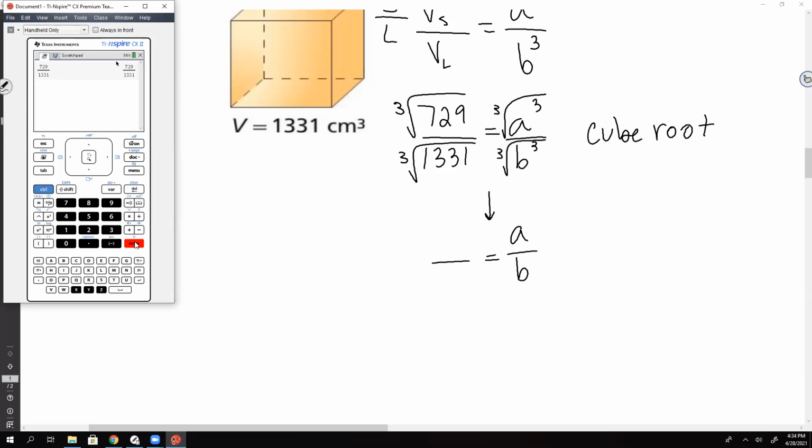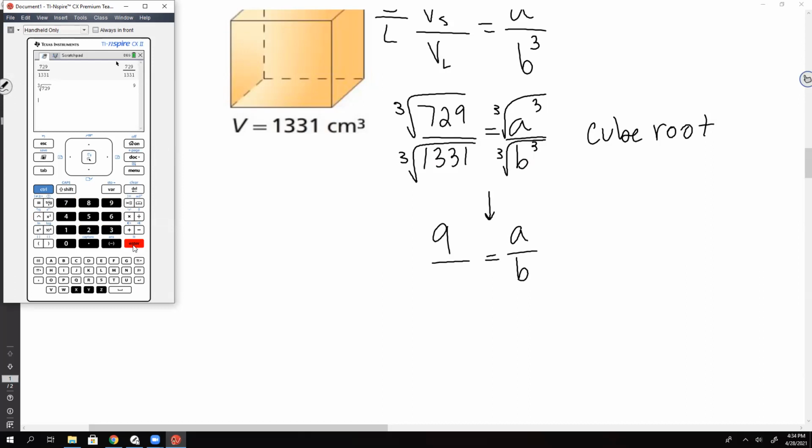To do the cube root on the calculator, you're going to press the control button and then the caret key. Okay, control and then caret key. Now you can see it's got a little box here, and I want the cube root, so I'm going to do 3 in there. And then on the inside, I'm going to do the top one, so 729. I press enter, and that's 9.